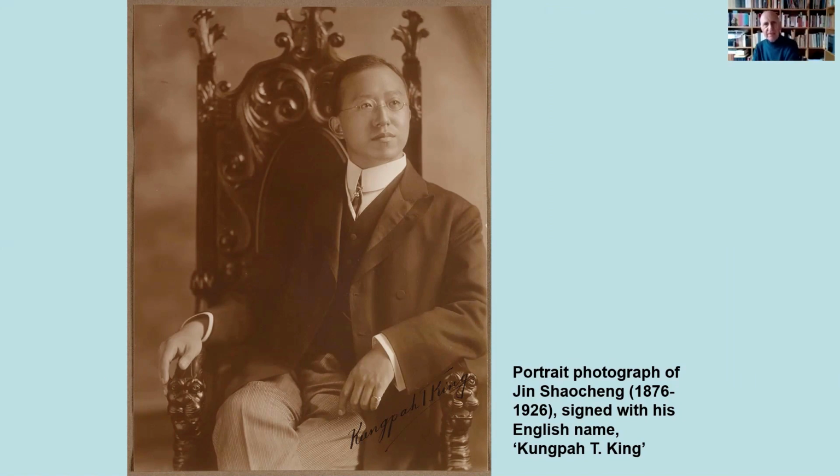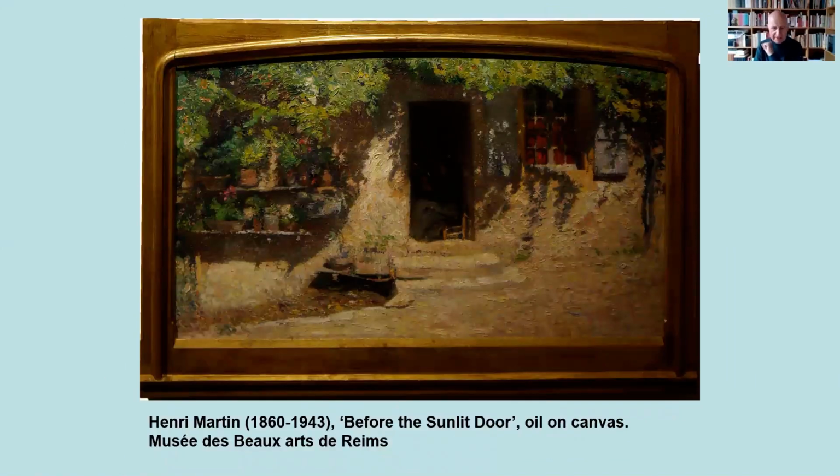A review of the exhibition in the Burlington magazine gives us some sense of what Jin Shaocheng might have seen, although only one work is named with enough specificity for it to be identified today. This is Before the Sunlit Door by Henri Martin. But if we don't know the exact paintings Jin Shaocheng saw, we can at least identify the painters who exhibited in the 1911 International Society show.